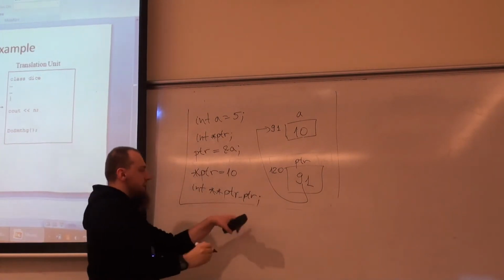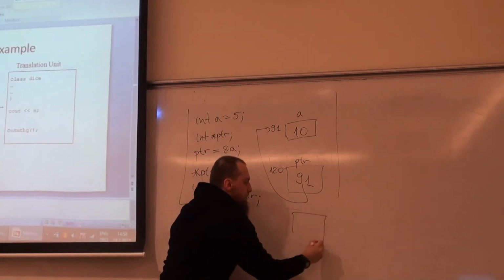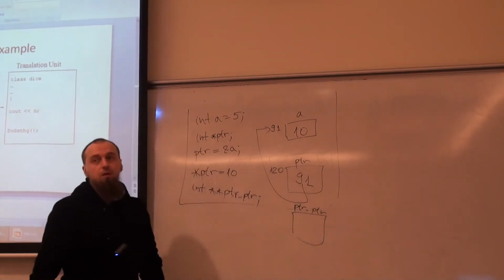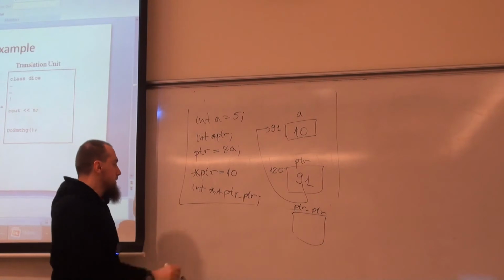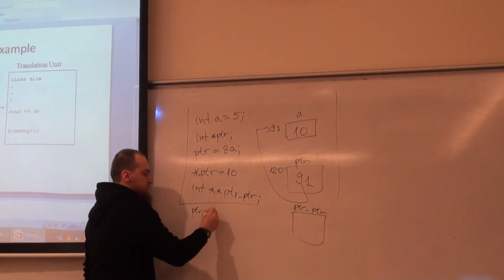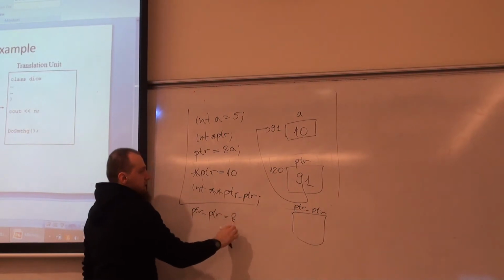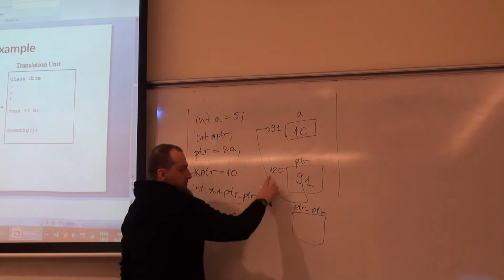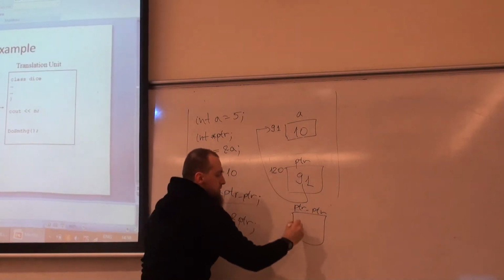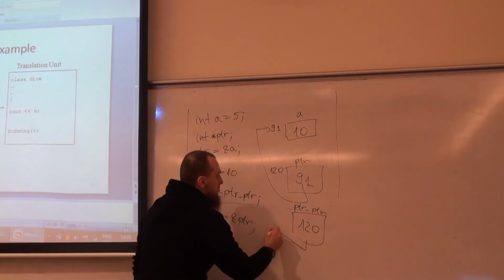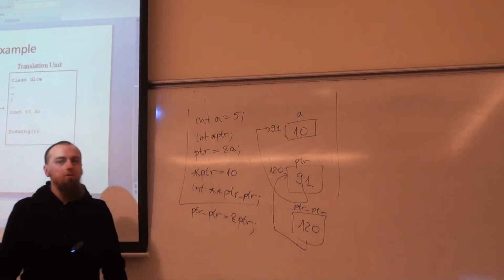So when I did this, I've reserved another memory which is called ptr, and this is a pointer to a pointer. I want to assign a value to this ptr, so I'm doing something like this. This is the address of the ptr. Address of the ptr is 120, so I have here 120. Basically, this pointer now is pointing to another pointer.